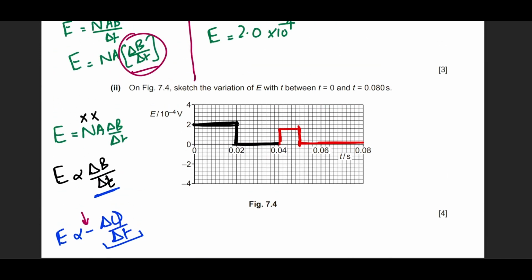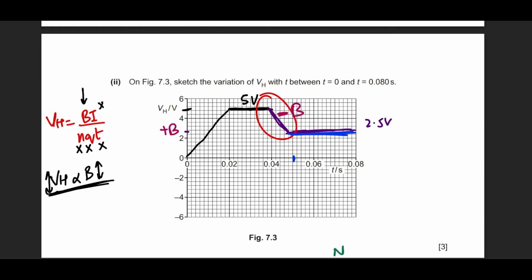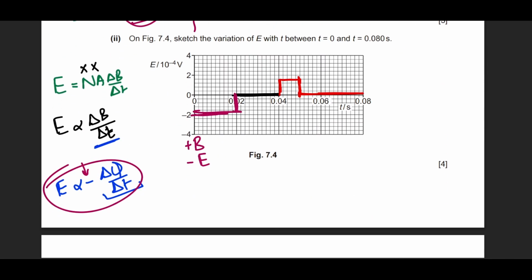So if the magnetic flux was positive, then the EMF will be negative. In this region, I get magnetic flux to be positive, but EMF will be negative because of this equation and Lenz's law. Similarly, when I move to the next section, I see that the gradient is negative, so the EMF will be positive. So in this section, I have a negative magnetic flux density, but a positive value of EMF, right? So that is why this is positive. This is the true graph of this system.